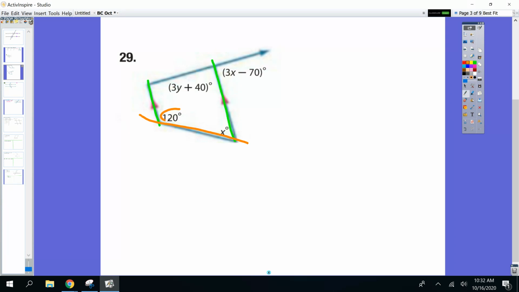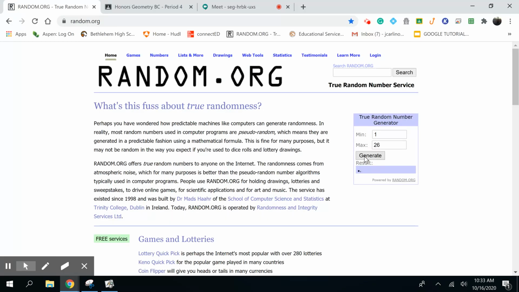So now, the 120 and the x, what type of angles are they? Are they inside? Are they outside? Are they on the same side of the transversal or opposite sides? What type of angles are 120 and x? Name them. Give them a name, please. What do you got, Hayden?